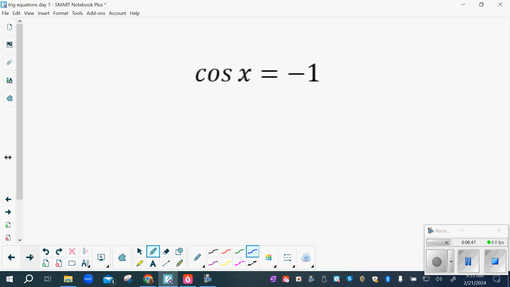Sometimes we get 2 answers. On occasion, we get 1, but very rarely. If this is a 1 answer. 180. You got it. X equals, in this one, 180 degrees. Turns out there's not another one, right?